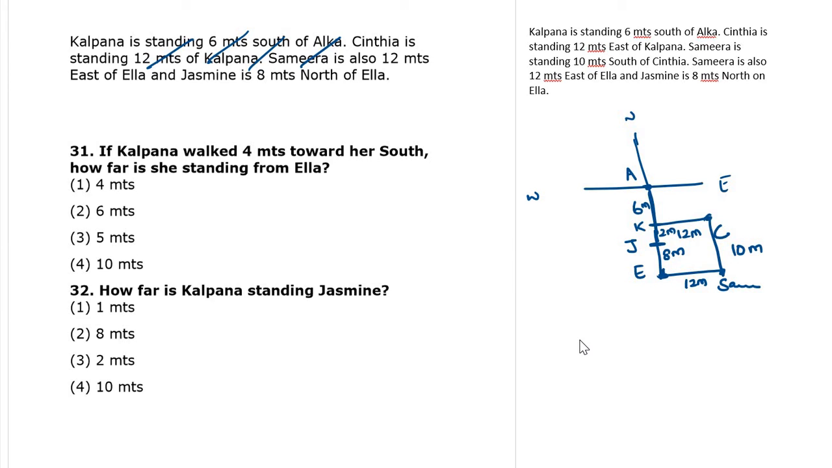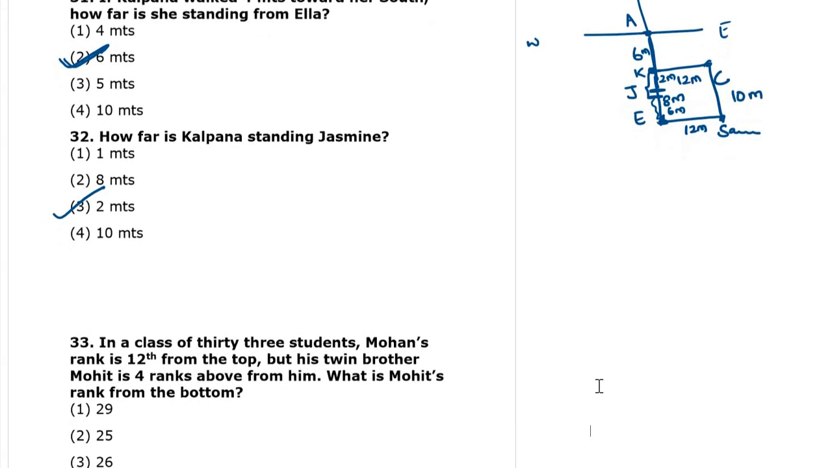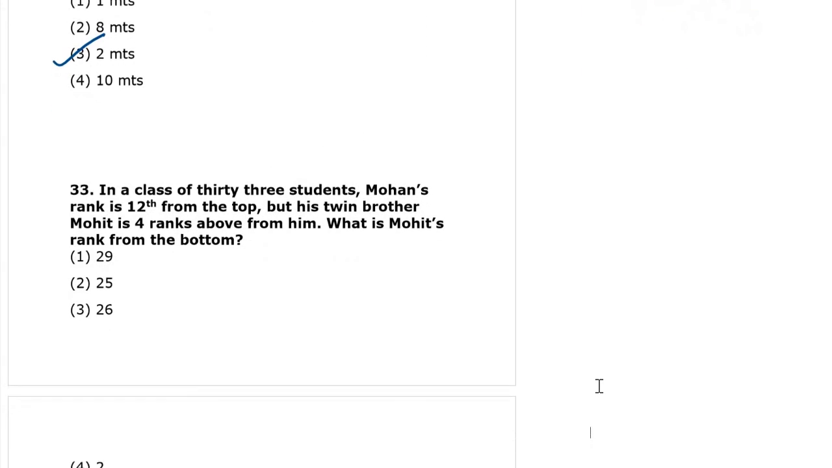Okay. Now we can answer. Here Kalpana is here. Kalpana is 4 meter toward her south. This one, 4 meter. So he is walking 4 meter. Okay. How far is standing from Ila? So remaining is 6 meter because total is 10 meter and answer is 6 meter. How far Kalpana standing from Jasmine? Only 2 meter. Okay. So practice more direction type questions will help you for the exam. Now, come to the next one.